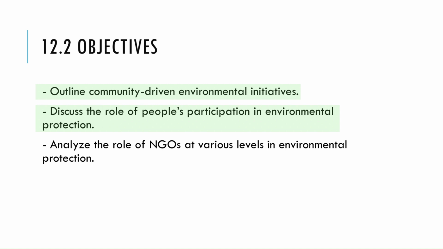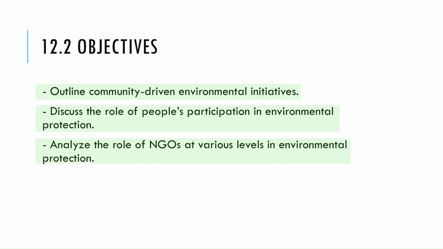Our third objective is to analyze the role of NGOs at various levels in environmental protection. We'll explore how NGOs working locally, nationally, regionally, and internationally help strengthen sustainable development efforts. NGOs provide technical expertise, gather resources, and advocate for policy reform. They bridge the gaps between communities and governments. Their ability to translate local knowledge into practical advice makes them essential partners in environmental governance. With these objectives in mind, this lecture will explore major global events, regional examples, and national movements to reveal the multifaceted impact of civil society on environmental decision-making.